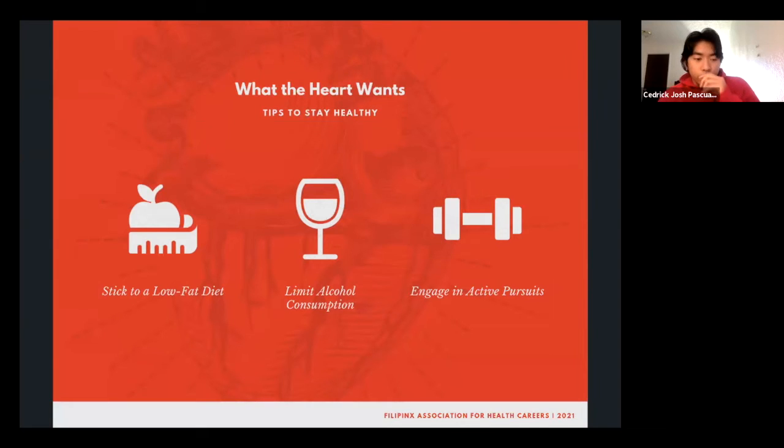Hi, everyone. For this part, we're going to talk more about tips for staying healthy. Three different ways would be limiting alcohol consumption, engaging in active pursuits or just physical activity, and sticking to a more low-fat, balanced diet. Next slide.